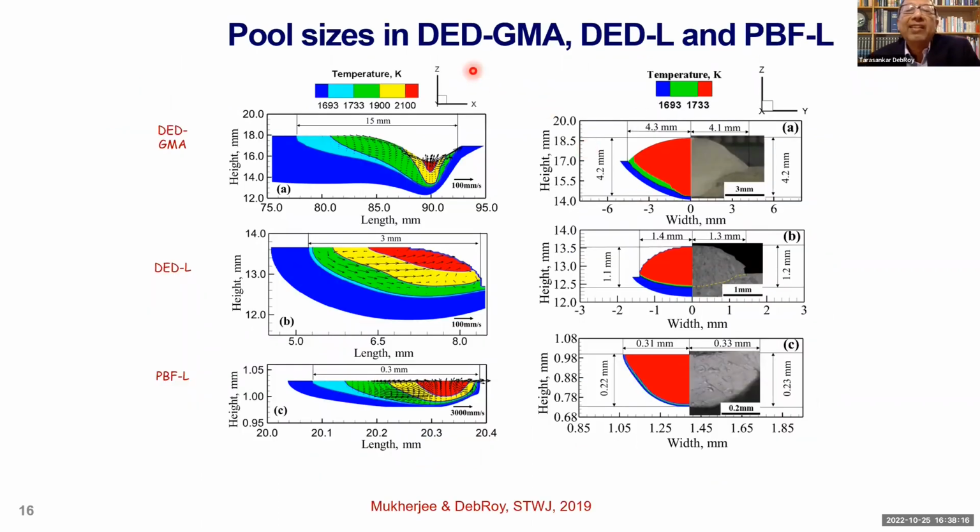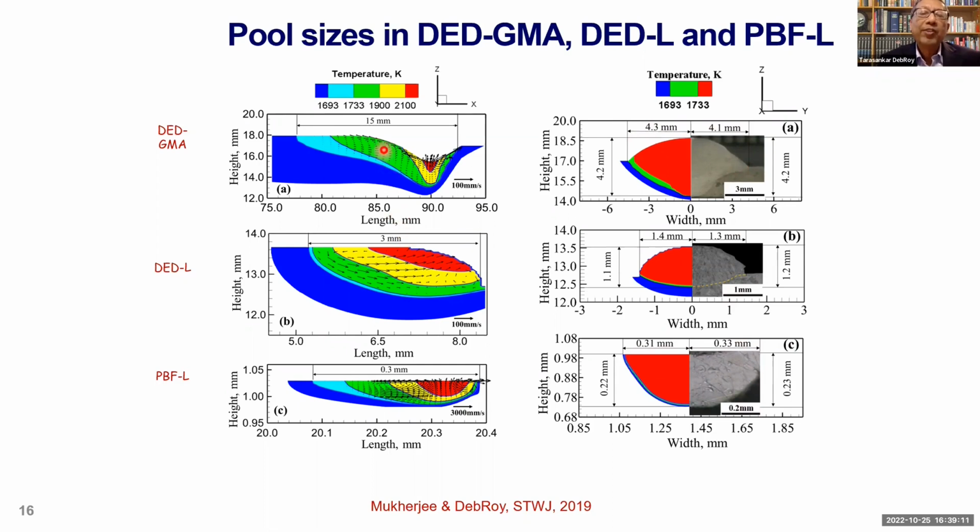If we compare the three additive manufacturing processes, the powder bed fusion laser, directed energy deposition laser, and directed energy deposition with gas metal arc power source, the size and shape of the fusion zone is going to be different. The scales of these are very different. Like this length is about 8.4 millimeter here, whereas this length is only 0.6 millimeter. So there is a variation of tenfold in terms of length scale.